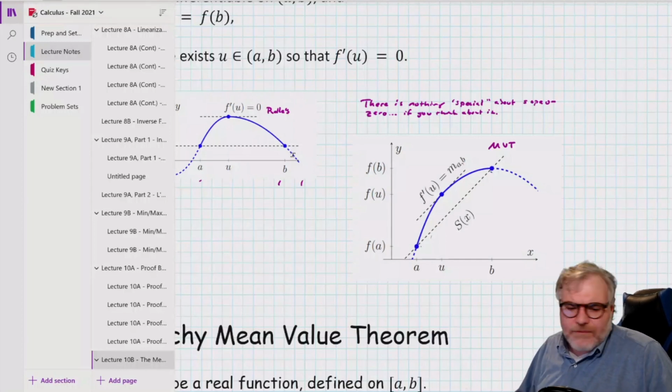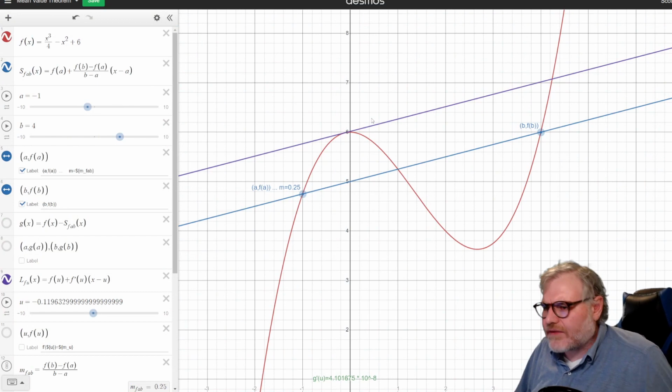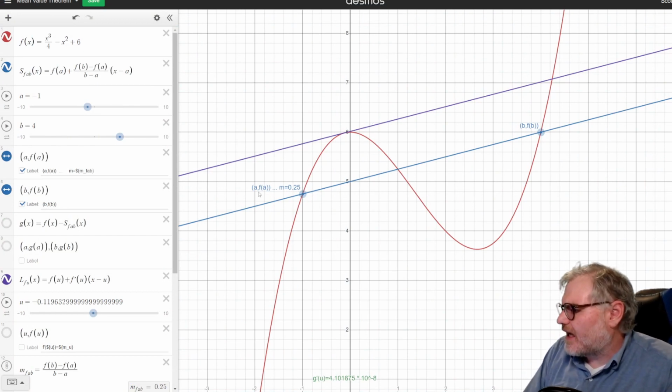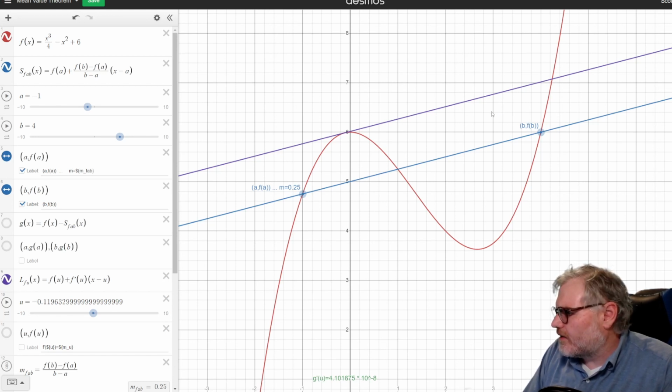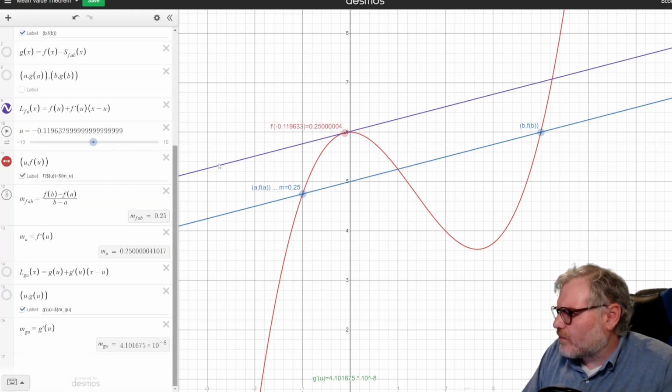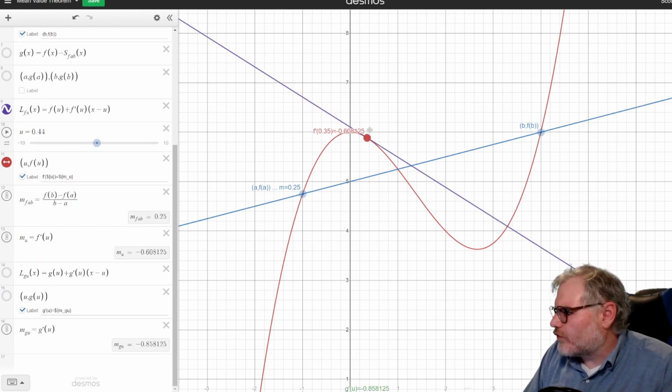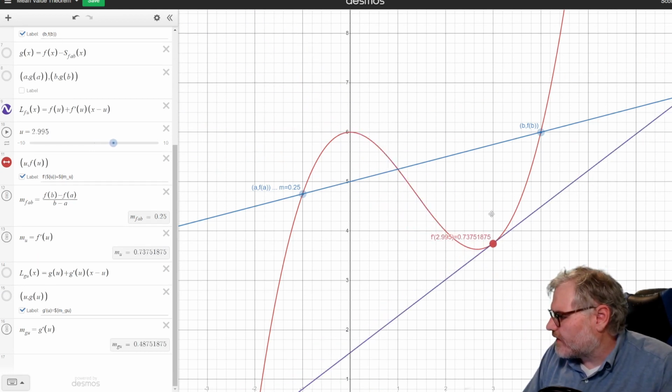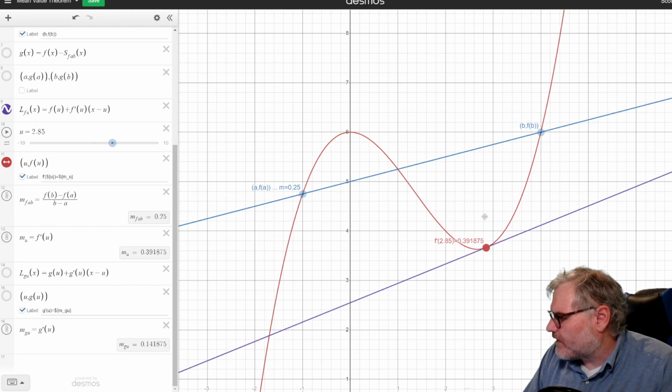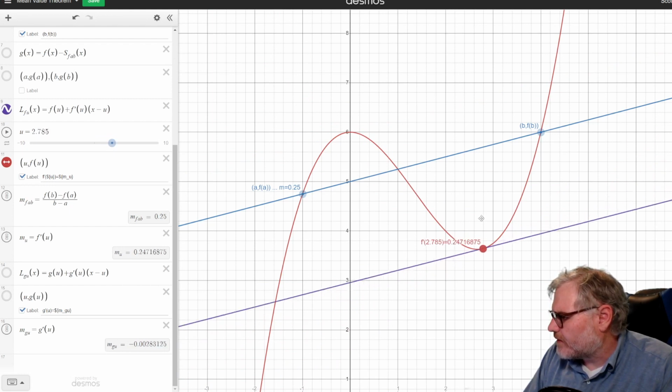So let's look at what we have, again, on this graph. Here is my A, f of A. I've got a slope of 0.25, a B, f of B. There's the line I'm talking about. And there's some u in the middle so that the derivative is close. It's not exactly the same. Let's see if I can find the 0.25 that's down here. There's actually two places on this one.